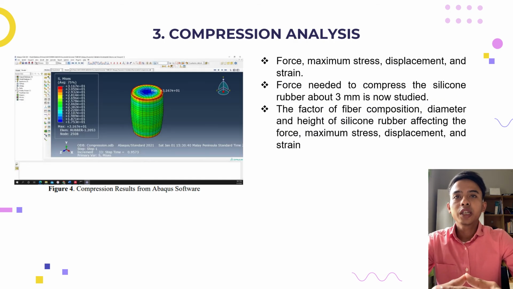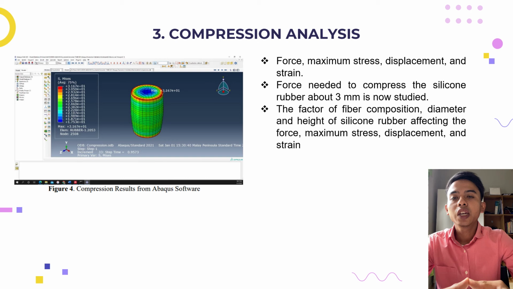Stage 3. Compression analysis. What we want to analyze from the simulation are force, maximum stress, displacement, and strain. The force needed to compress the silicone rubber about 3 mm is now studied. From the simulation, we can see that the maximum stress to compress the silicone rubber about 3 mm is 31.67 Pascal. The diameter of the silicone rubber is 5 mm.